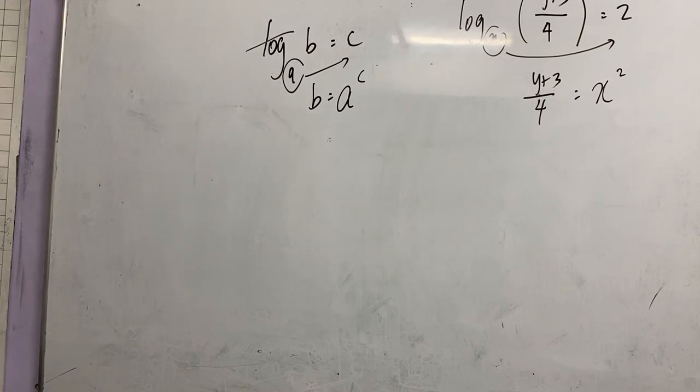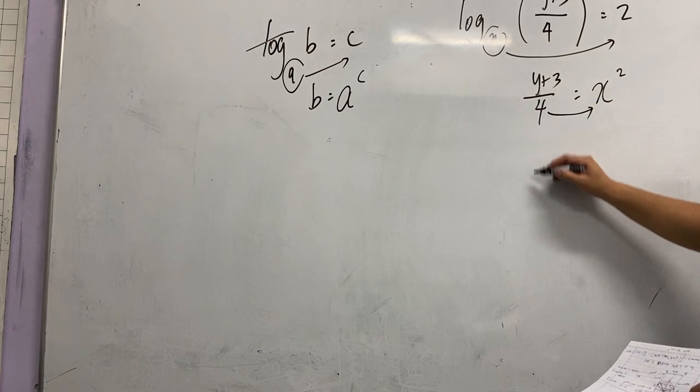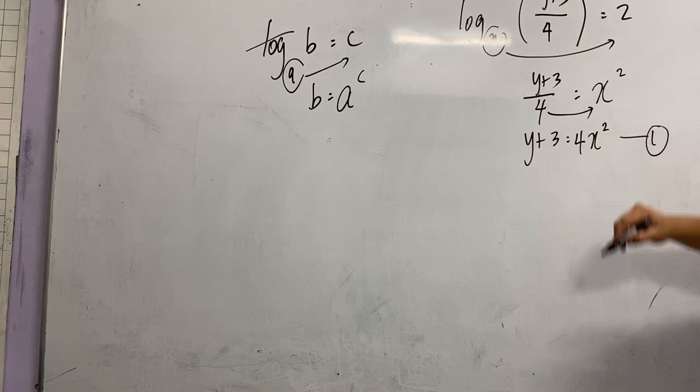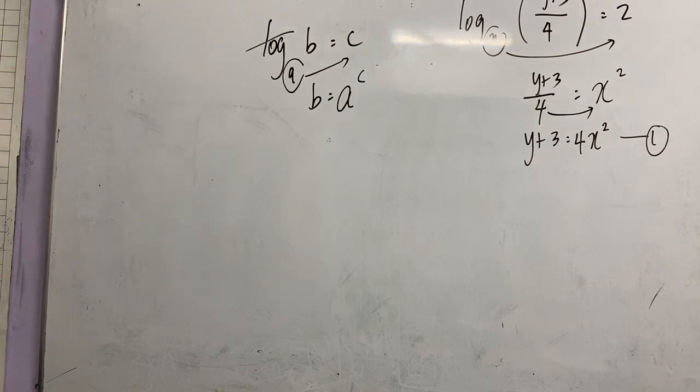Did you do that one? Then with that one, can I just move my 4 over here again? So we get Y plus 3 equals 4X squared. So this is my first equation. Can you do it? And then what about the second equation?